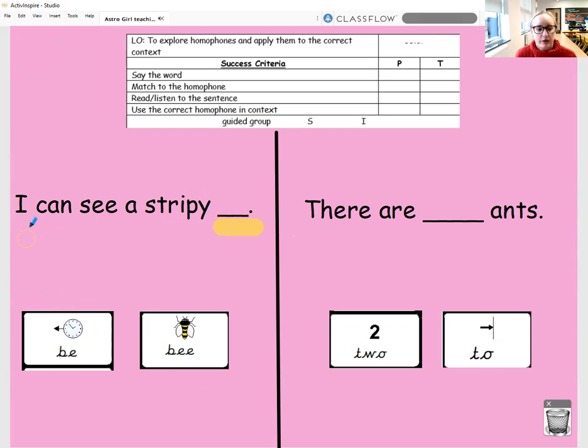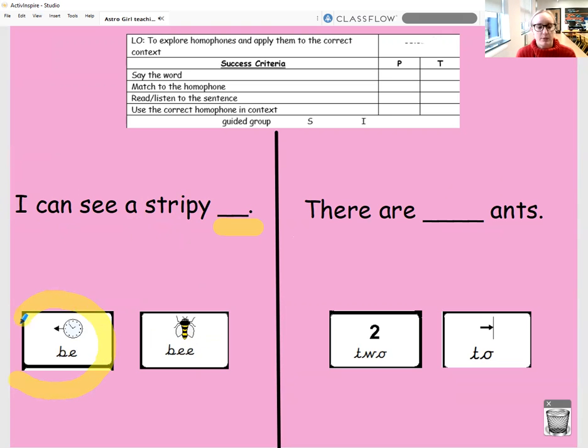Okay. So let's read the sentence. I can see a stripy... So I'm going to read that fluently now. I can see a stripy... Right. So here are my two homophones below.